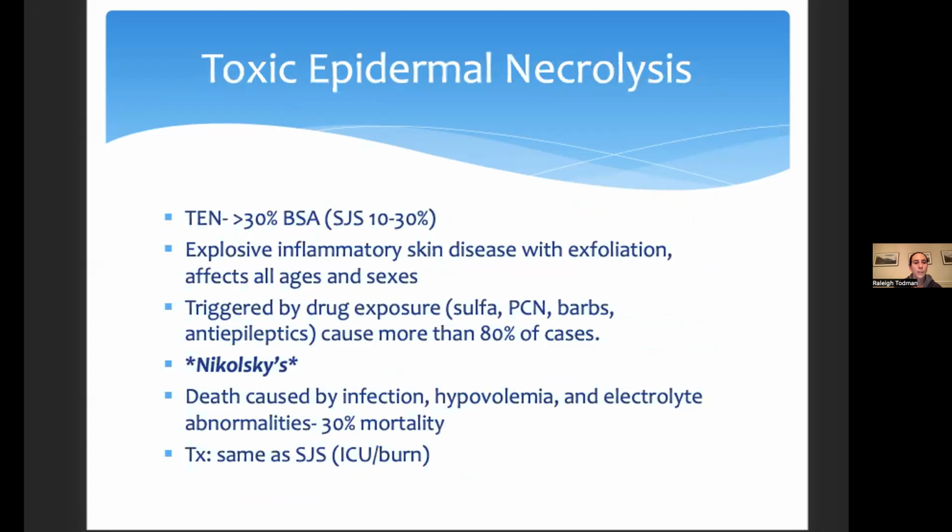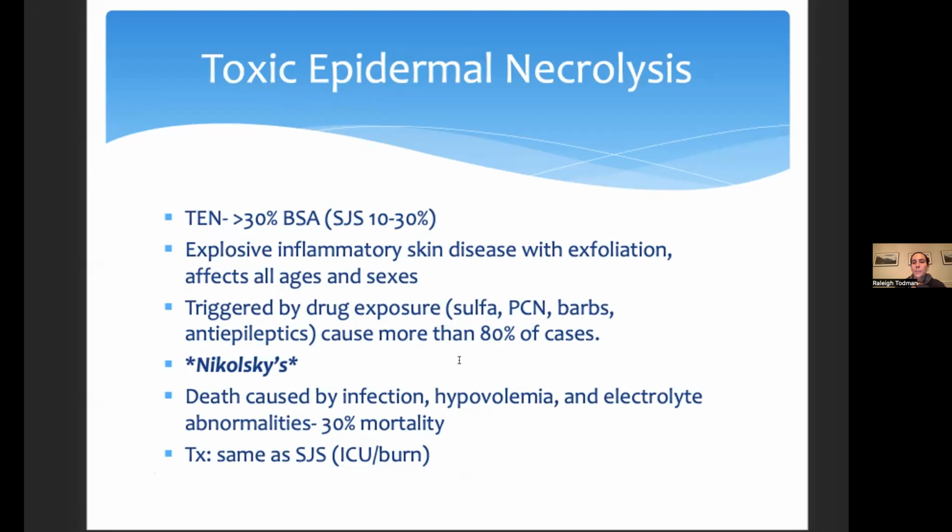Another bad one that's in the same family as Stevens-Johnson's is toxic epidermal necrolysis, or TEN. That's just covering more surface area than Stevens-Johnson. It's an explosive inflammatory skin disease, usually drug exposure. Again, think about sulfa, also barbiturates, anti-epileptics. This one has a Nikolsky's again, so this is the third one we're seeing with Nikolsky's. So remember that.